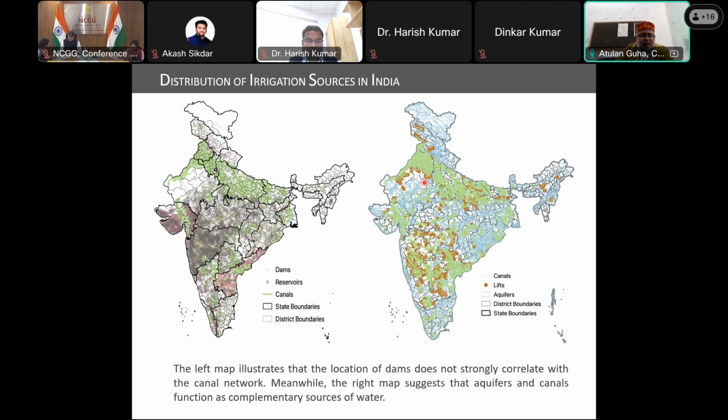And this is the irrigation distribution of our country. The left side map links the location of dams, which does not correlate with the canal network. Meanwhile, the right map suggests the aquifer and canal function as complementary sources of water. So basically these are the three alternatives of irrigation. One is dam reservoirs, which are supposed to be linked with the canal network. The second source is the aquifer, the wells and so on.